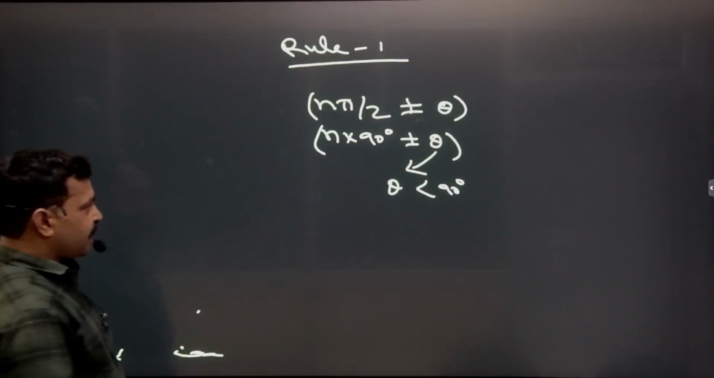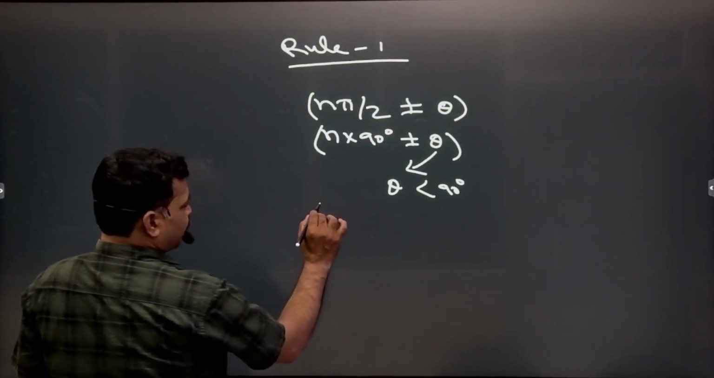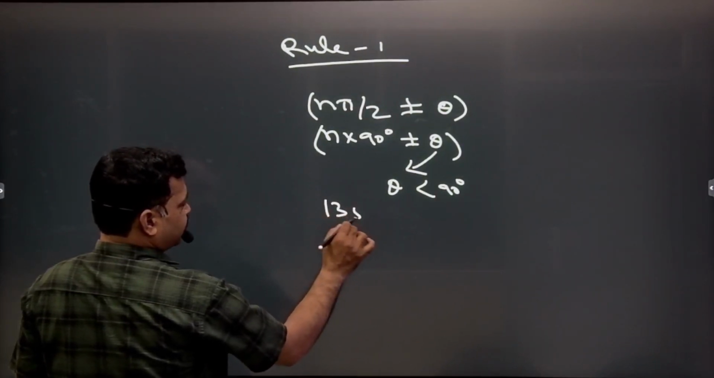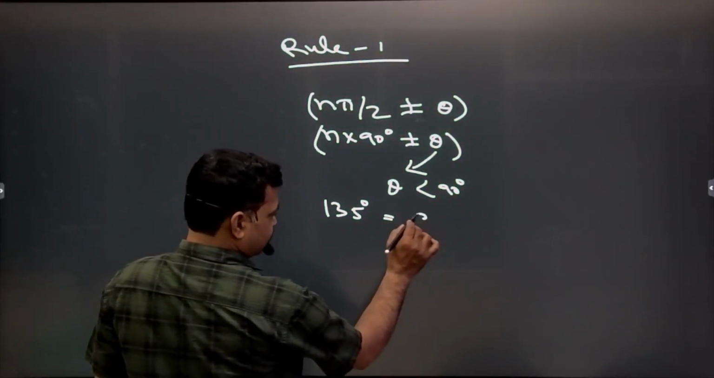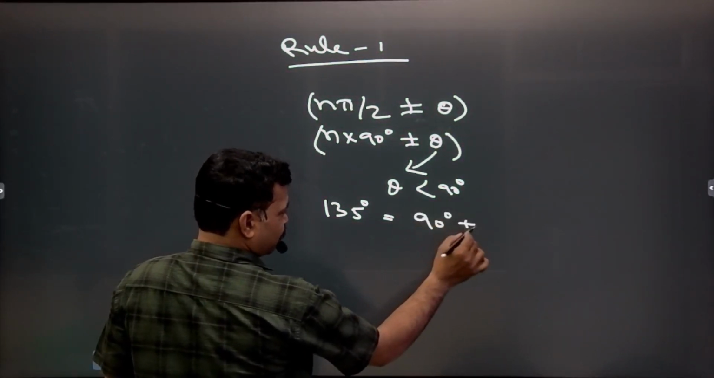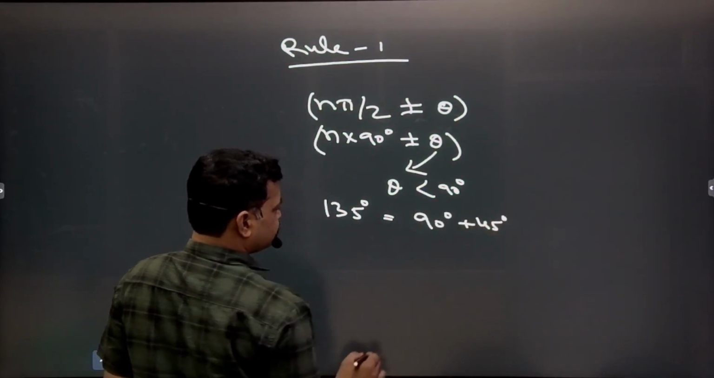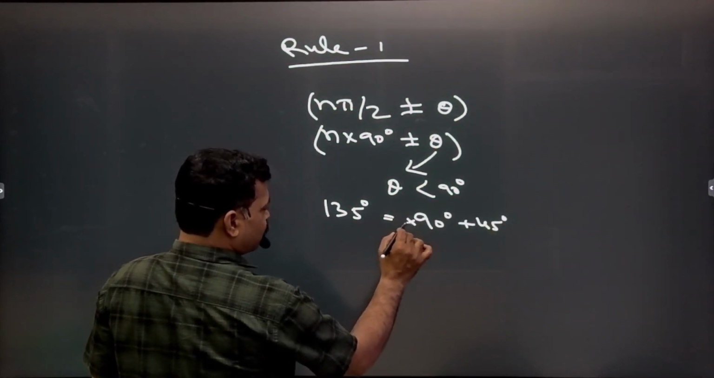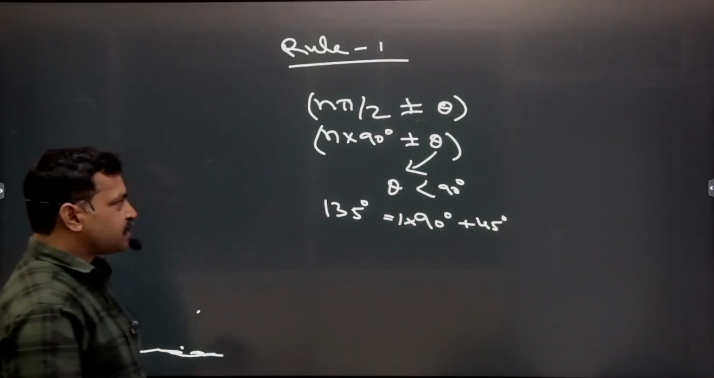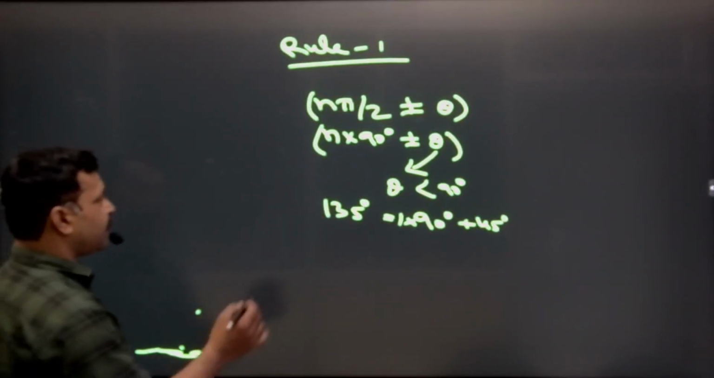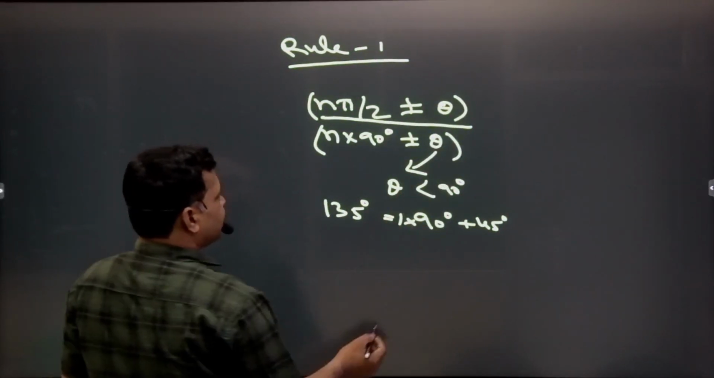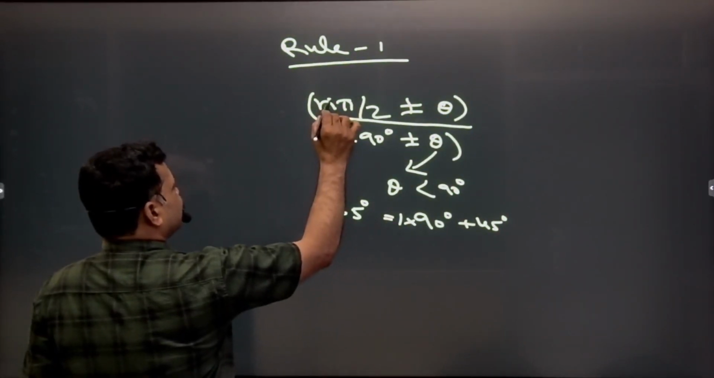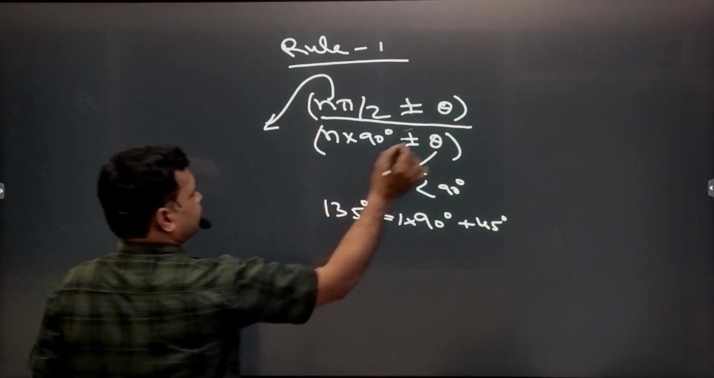So in this case, suppose we are given an angle of 135 degree. So I can write this one as 90 degree plus 45 degree. So in this case, your n value will be 1. So this is the first rule. We have to convert the given angle into this format, and we need to find out n and this theta.